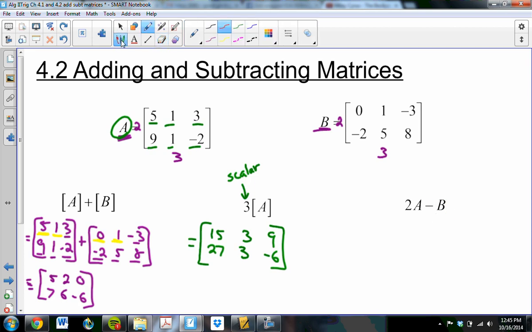So 2A minus B would be... negative 4, oops, I'm sorry, that was 2B. I'm going to find 2A. 2A would be 10, 2, 6, 18, 1, negative 4. And subtracting B, which is 0, 1, negative 3, negative 2, 5, 8.